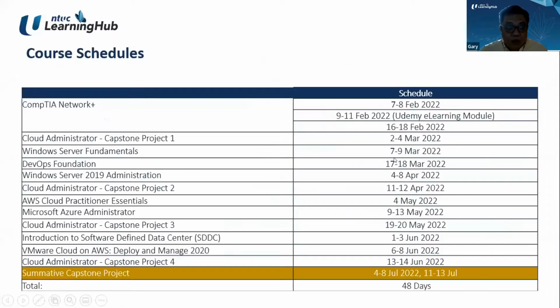So this is the list of courses being covered in this SGUS program. We will teach you basic networking in Computer Network Plus. Then we will cover the Windows Server fundamentals, on the 2019 version, and also the Windows Server administration. We will also be covering AWS Cloud Practitioner Essentials.